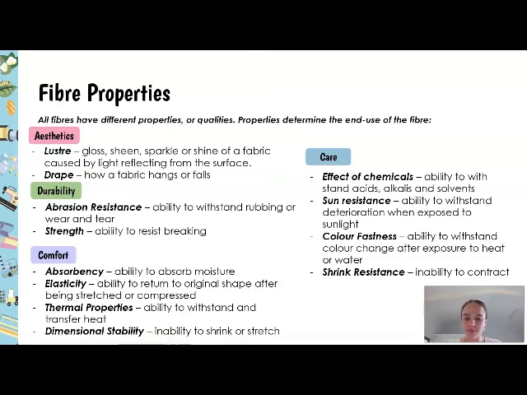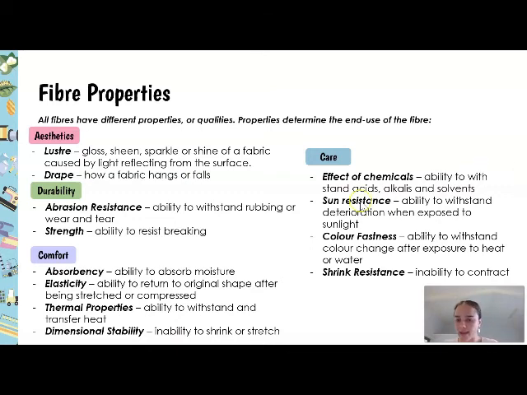Okay, dimensional stability is inability to shrink or stretch. Okay, so it's going to stay the shape it is. So if you stretch it, it should go back to the same spot. Okay, so that's dimensional stability. So you don't want it to stretch one way and stay that way, and then the other way it's still the same. You know what I mean? Like it's still the same as it originally was, but the other side is really stretched. Okay, so that's dimensional stability.